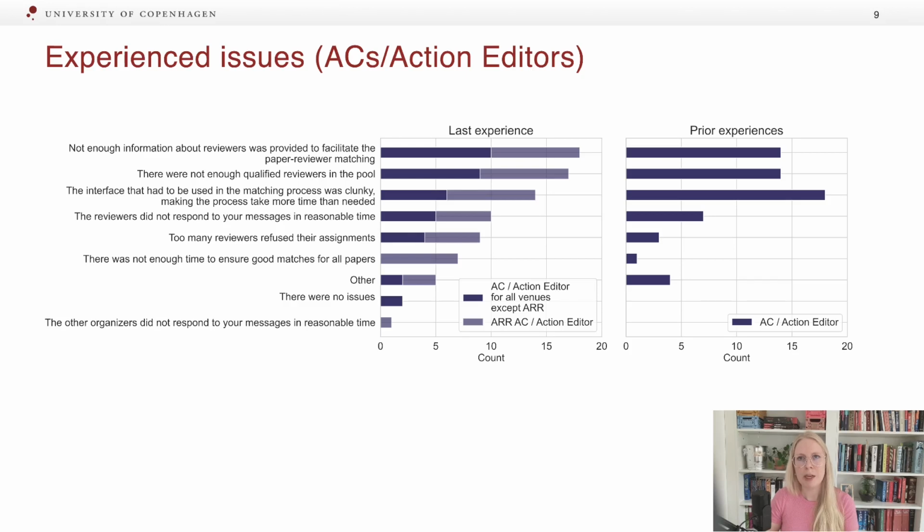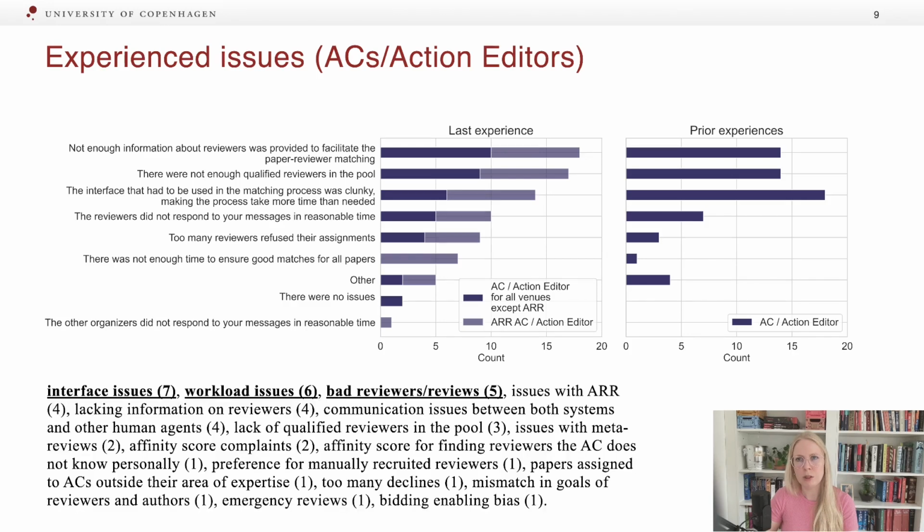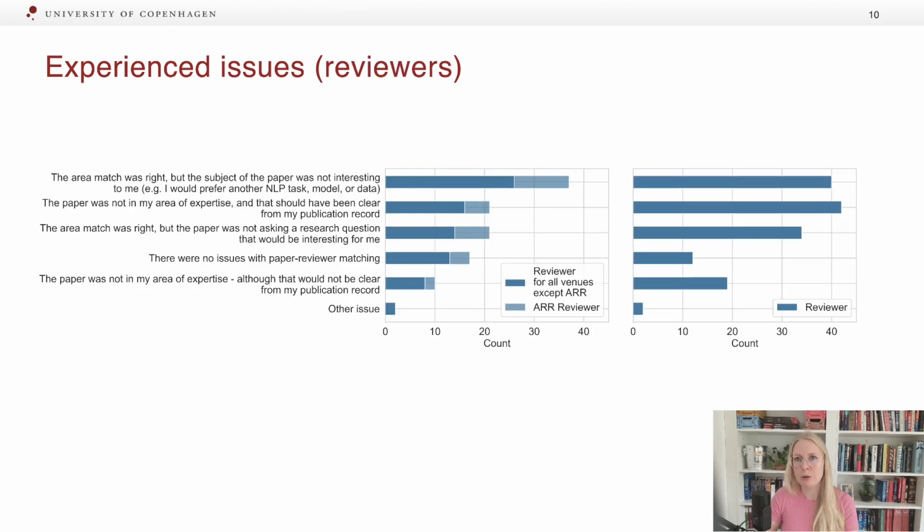We asked the respondents about the issues they experienced with the peer review process at their most recent NLP venue and in general at prior venues, in both a closed-ended and open-ended question form. But I will just mention the topmost responses here. Editors' most experienced issue is that they do not have enough information about the reviewers. And in open-ended responses, editors especially report interface and workload issues and bad reviewers. Most reviewers report issues with matches that were actually fine in terms of the area of research, but where they did not find the paper interesting.